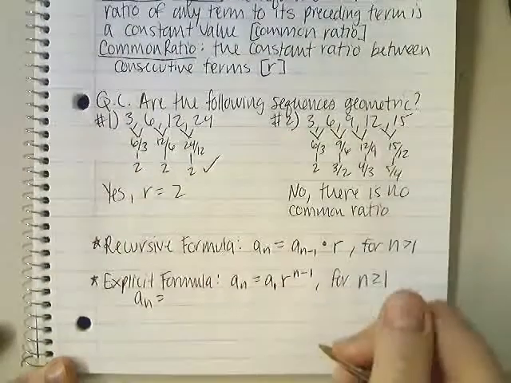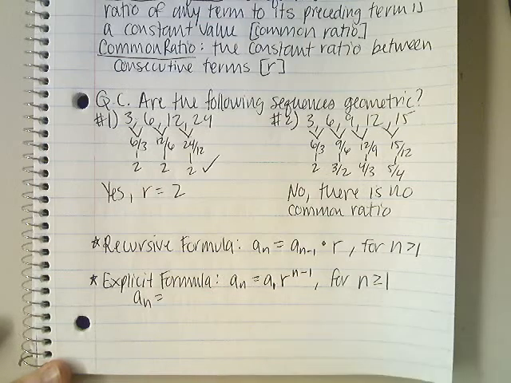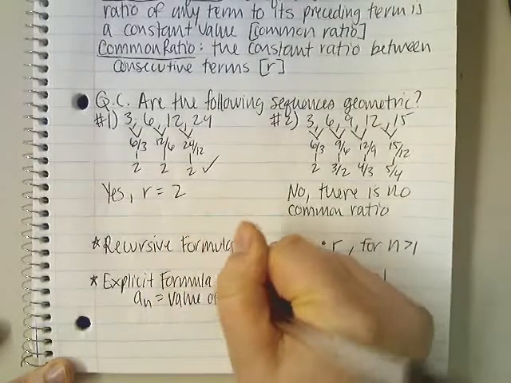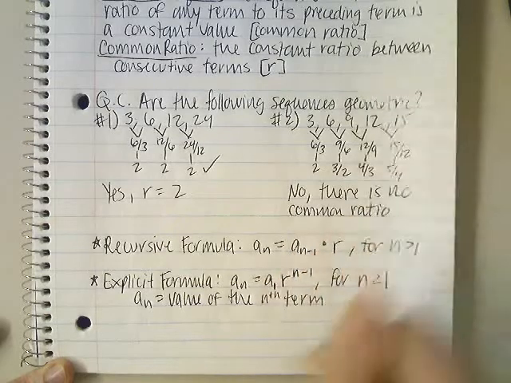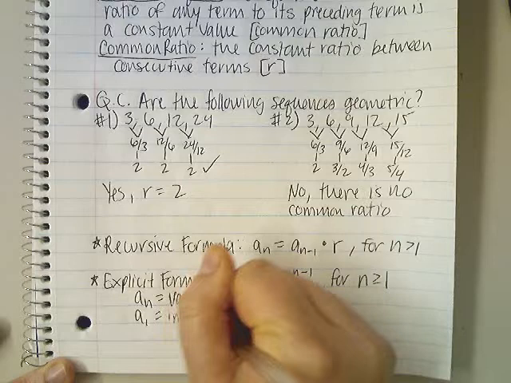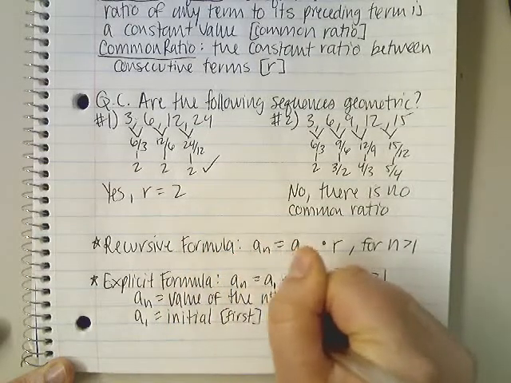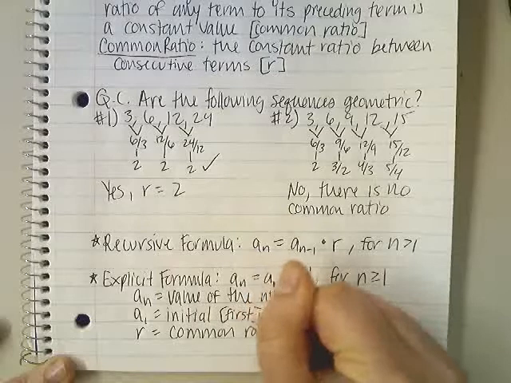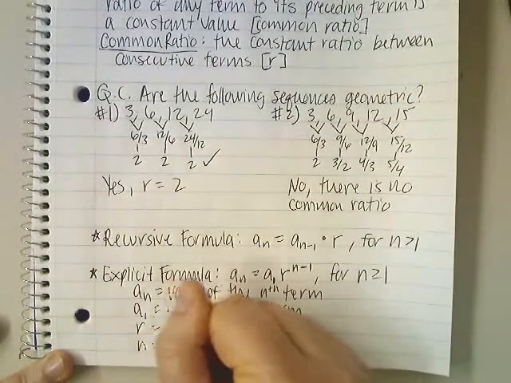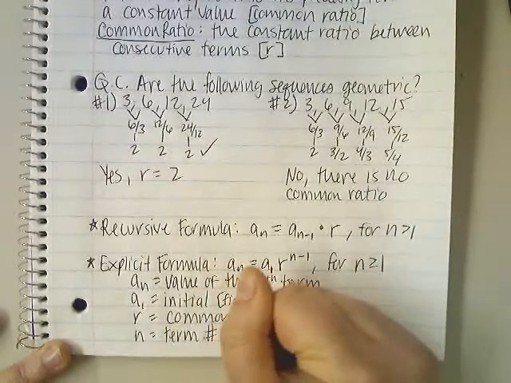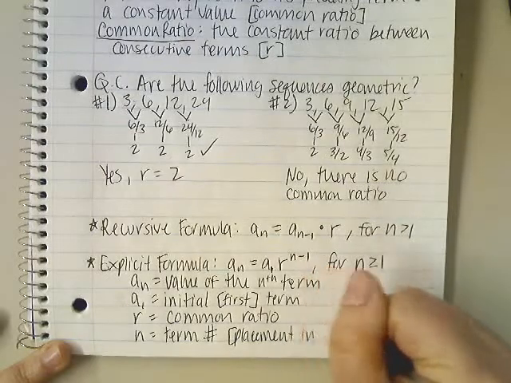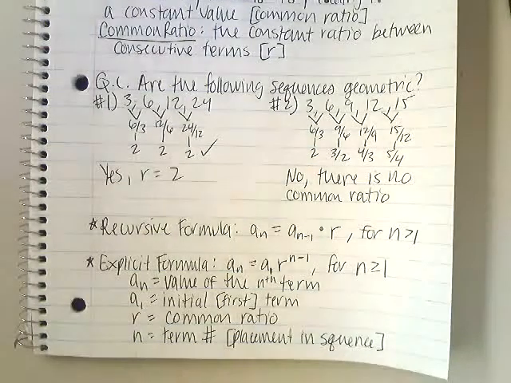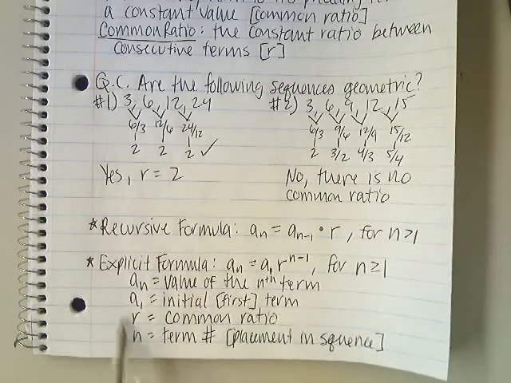Just a quick recap, we've talked about most of these variables already because they represent the same things in our general sequences, our arithmetic sequences, and still the same here in our geometric. a sub n is the value of the nth term. a sub 1 is our initial or first term. r is our common ratio, as we talked about earlier. And n is the term number, or the placement in the sequence or in the list of numbers. So these are variables you've seen before. The only one that's new is our common ratio.